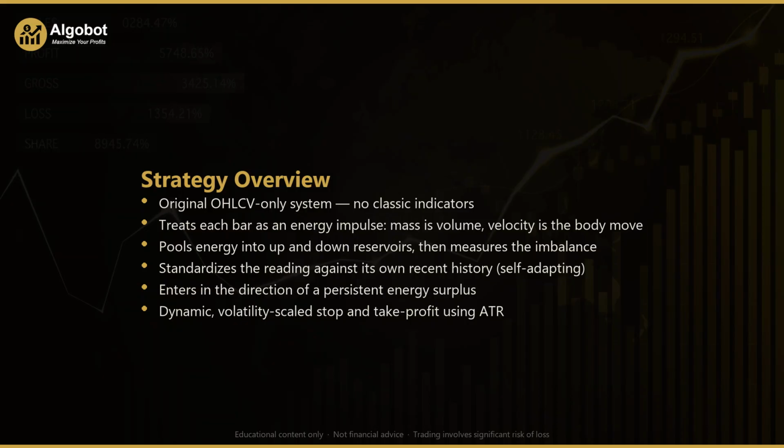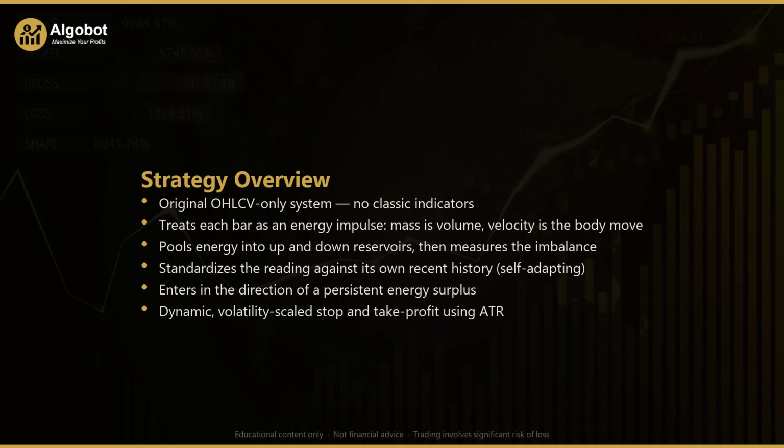The core idea borrows a concept from physics. Every completed bar is treated as a small physical impulse. Its mass is the tick volume, which reflects how much activity took place, and its velocity is the distance from the open to the close, carried with a positive or negative sign depending on whether the bar finished higher or lower. Multiplying the mass by the square of that velocity gives each bar an energy value that is always positive, while the sign of the move tells us which side it belongs to.